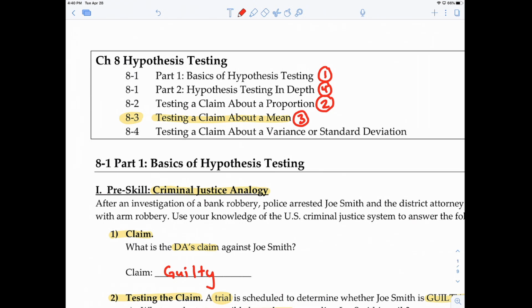All right, hey guys, this is the third video in the Chapter 8 hypothesis testing series. In the first video, which was part 1 of 8-1, we looked at the basics of hypothesis testing. Part 2, I'm sorry, 8-2 was the second video, which involves testing a claim about a proportion. This is the third video, which is going to cover the claim about a mean. The fourth video is actually going to go back to section 8-1 part 2, which takes a more in-depth look at the hypothesis testing procedure.